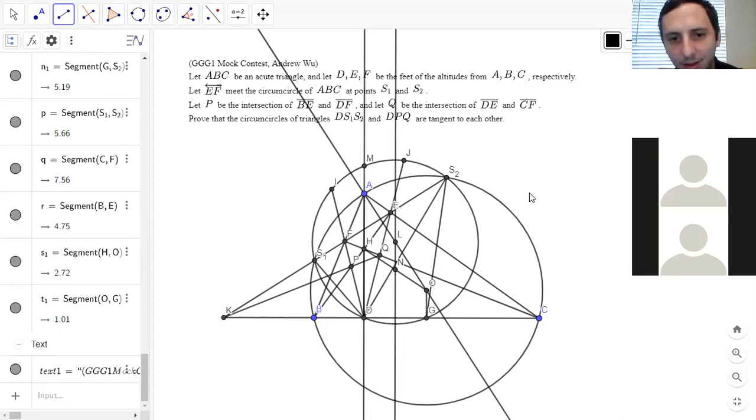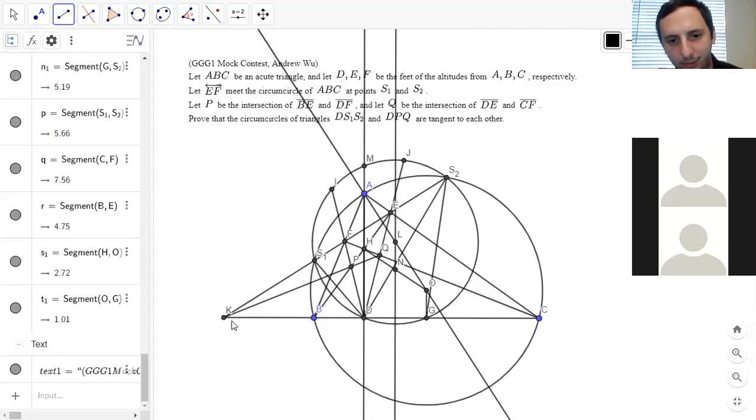So MAGO will be a parallelogram. Yeah, so we complete our proof. All right, I like this.